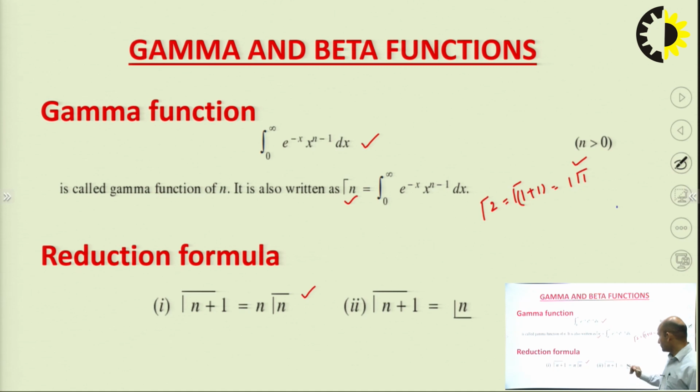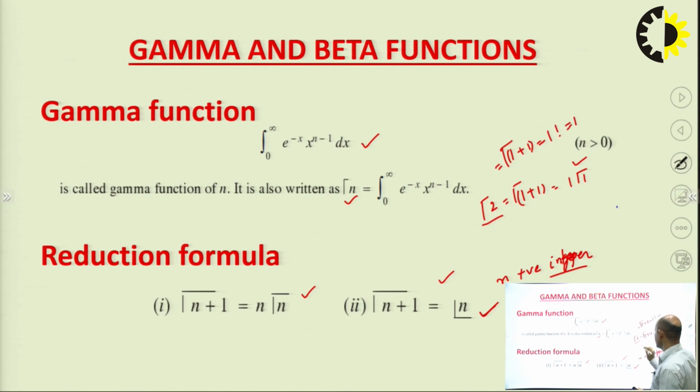For the second one, we have gamma n plus 1 equals n factorial, and this is valid for n a positive integer. So for the second result, n should be a positive integer. For example, suppose we have gamma 2. Gamma 2 means gamma 1 plus 1. So according to this formula, this is 1 factorial, which is 1.